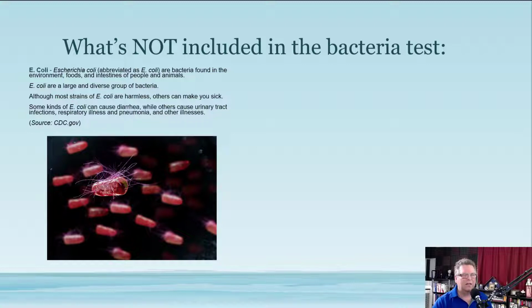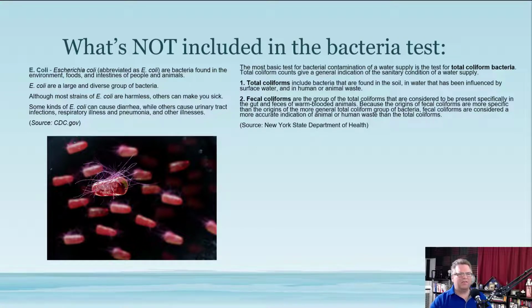Obviously, we've seen it in the headlines of certain foods, for example, or even like meats. Some kinds of E. coli can also cause diarrhea, and while others can cause urinary tract infections, or UTIs as we know them, respiratory illness and pneumonia, and other illnesses. So while a lot of it is out there, and you may become exposed to it, how strong your immune system is on a day-to-day basis will determine if you become susceptible to it or not. And by the way, this source is straight from the Center for Disease Control and Prevention, also known as cdc.gov.